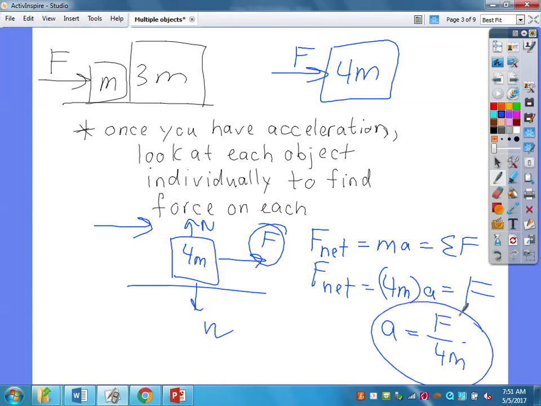Again, by now you're pretty much used to the idea that we almost never use numbers and everything comes out in just symbol form. So a equals F over 4m.